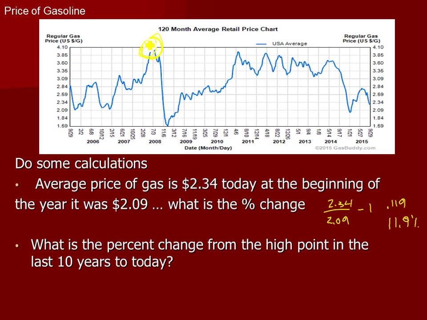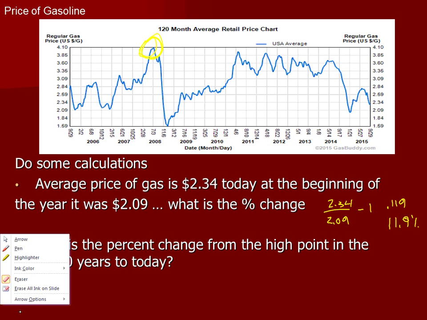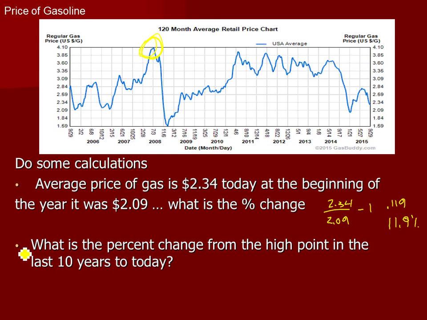I bet a lot of you are buying very expensive trucks because you see fuel prices down here. And maybe after looking at this chart, you shouldn't feel great about that decision if things change. But who knows? The prices could go down even more. How much? Go, get your answer, compare it with your neighbor. This would be a decrease from $4.10 to $2.34, but as a percentage, how much did it decrease?